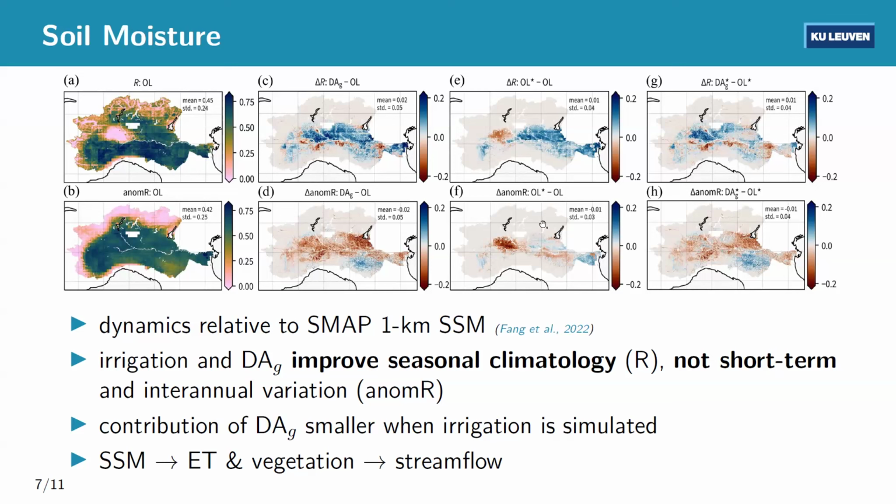The third column shows you how the irrigation improves the seasonal pattern with respect to the open loop, but it doesn't improve the short-term variation because we cannot model human impact, the human choices for the irrigation. And then the last figure shows you how the data assimilation with irrigation compares to the open loop with irrigation. And those impacts are lower than the one in the second column, telling you that the data assimilation and the irrigation are trying to do something similar, right?